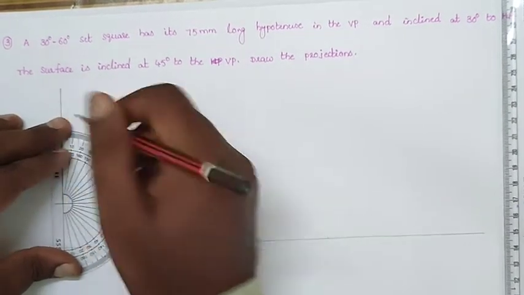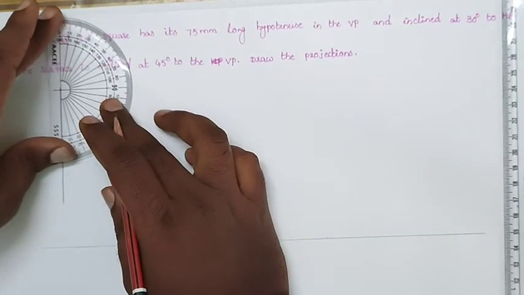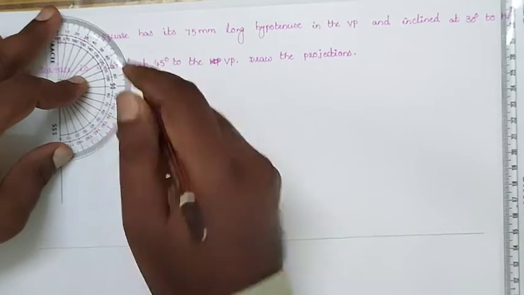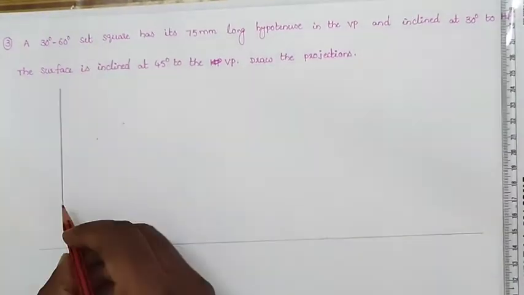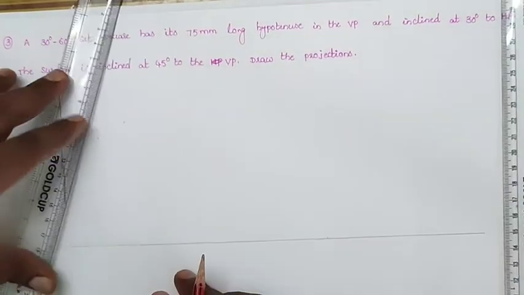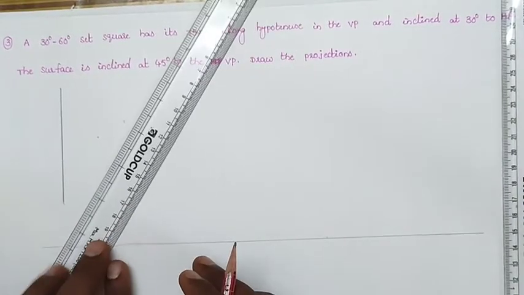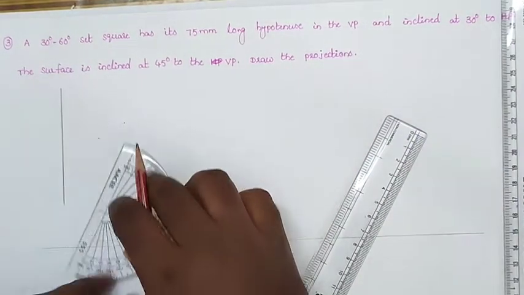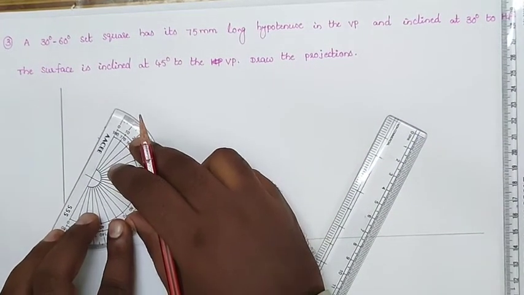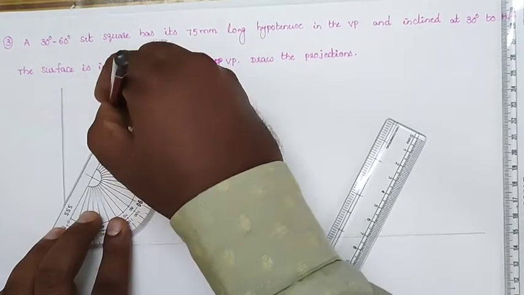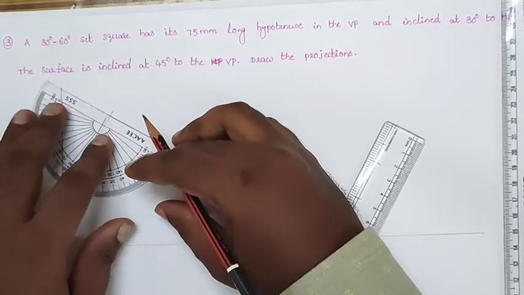30 degrees and 60 degrees set square. So from this corner we will draw the 30 degrees inclined line, and from the other corner we will draw the 60 degrees inclined line. And 60 degrees.